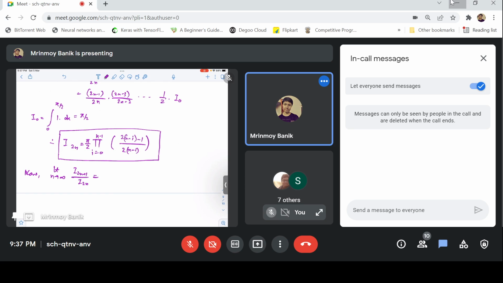So now the proof. So now we know I_{n+1}/I_n. I will just copy paste those expressions.